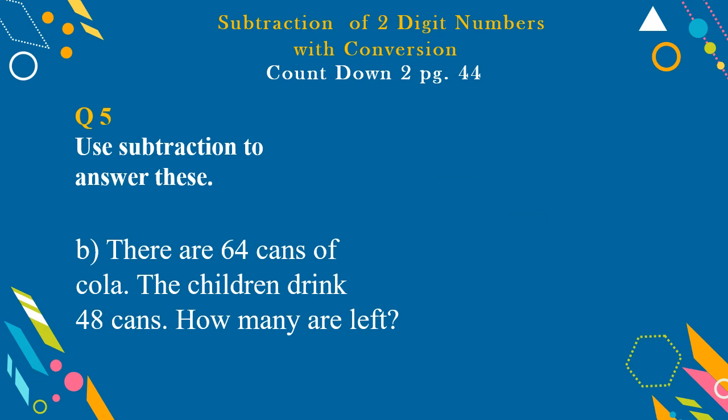Page 44, question 5. Use subtraction to answer these. Part B. There are 64 cans of cola. The children drink 48 cans.